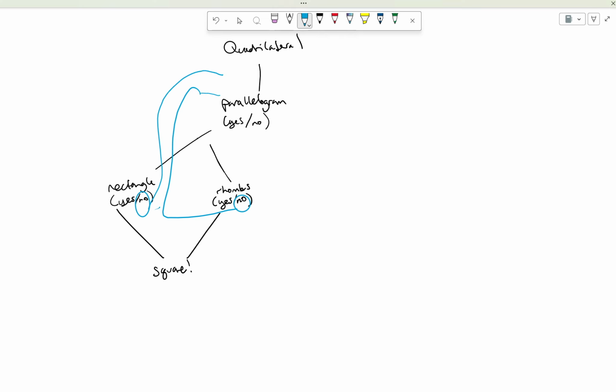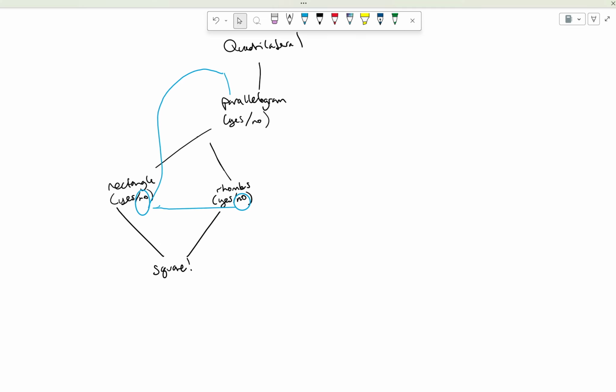Oh my gosh, this is crazy. This thing just went. Then this is a parallelogram. And we just call it a parallelogram.